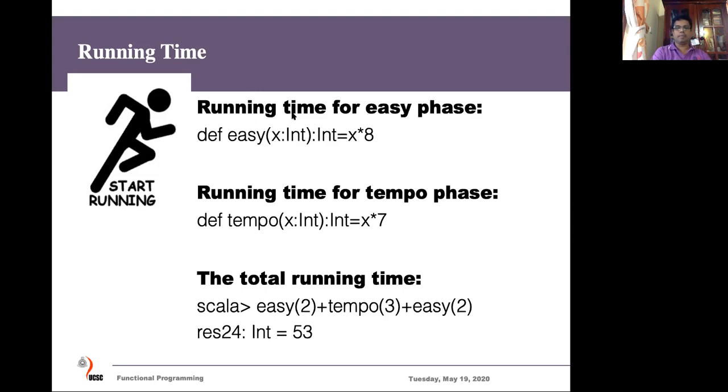So you see, my problem is divided into two small sub-problems. Using those two sub-functions, I can solve similar problems. For example, if someone runs 5 kilometers at easy pace and 10 kilometers at tempo pace, then obviously I can calculate the time they will take to complete that run. Like that, these small functions which we have implemented can be reused.